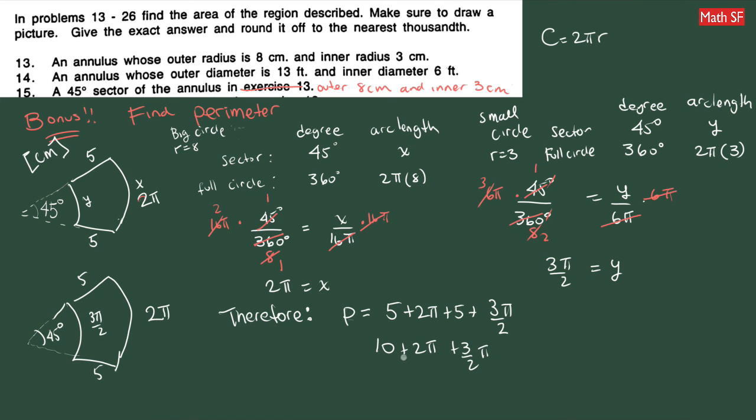And let's find the exact answer. I've got to put everything together over 1, and multiply each by 2. This is actually equal to 20 over 2 plus 4 pi over 2 plus 3 pi over 2. All of this together is going to give me 20 plus 7 pi over 2 centimeters. So this is my perimeter.